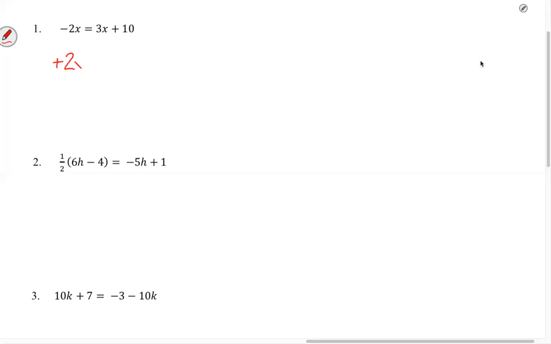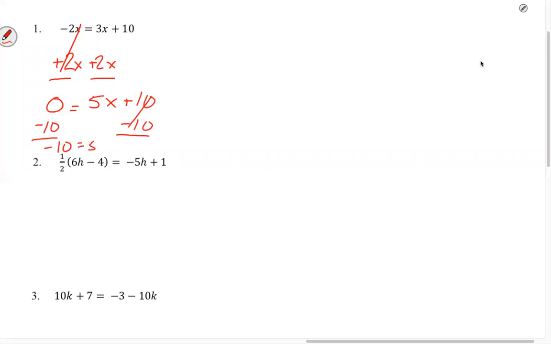So when you move the smaller variable, I add 2x. These cancel. And then most kids will write 5x plus 10, and then they forget that it's equal to 0. So when they forget that, they go right here and divide by 5, and they get x equals 2. But what they're forgetting is it was equal to 0. So you have to subtract the 10. And that's why your answer was always opposite of what you thought it was.